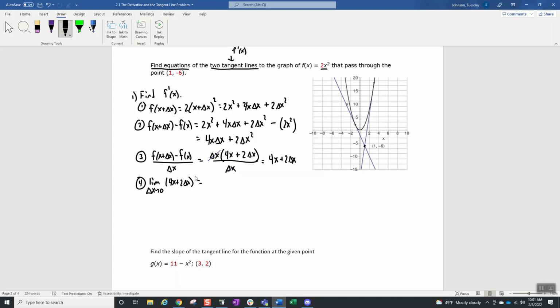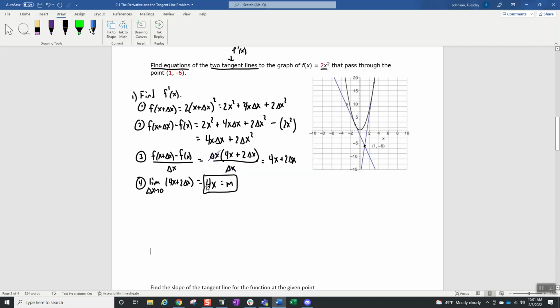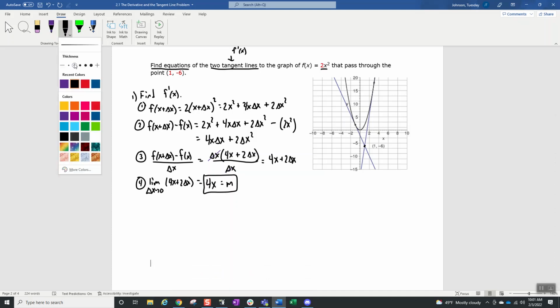And delta x goes to 0. That will be 4x. Okay, so this is our slope. Our slope is 4x. And you might be thinking to yourself, well, that's not very handy, because I really like to have a slope be just a number. Well, it is, kind of, but we don't know which number yet.